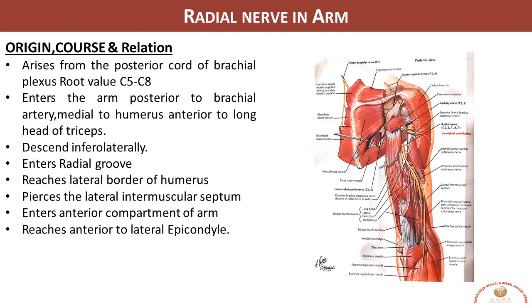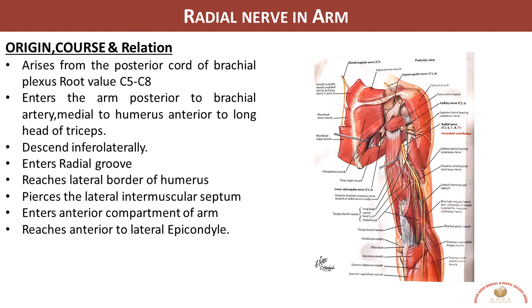Whenever we are going to start any type of nerve, we should know where it originates, from which it is arising, and from where it is coming. So the radial nerve arises from the posterior cord of the brachial plexus and its root value is C5 to C8. It is a very important branch that is supplying the whole of the muscles of the posterior compartment of the arm as well as the forearm. It is the largest branch of the brachial plexus because it's coming from the posterior cord.